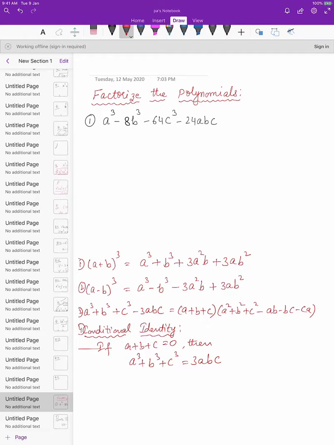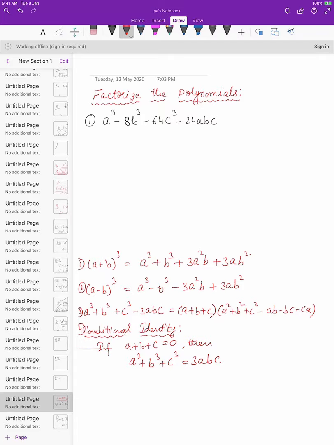Today we will do some questions on factorizing polynomials, and we have to decide in a given polynomial which identity is to be used. So these are based on the identities that we have done in this chapter of polynomials. Now look at the question given here: a cube minus 8b cube minus 64c cube minus 24abc.